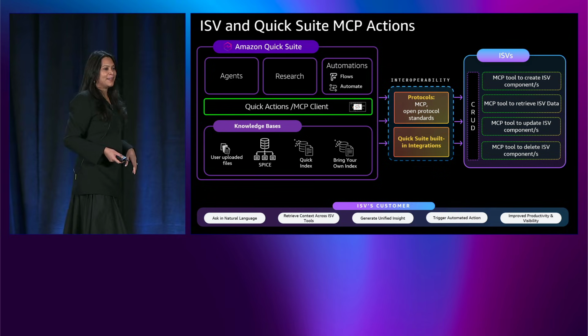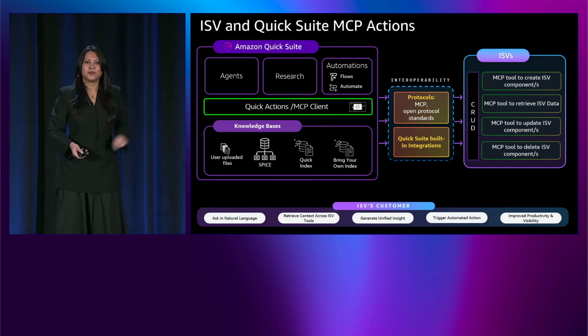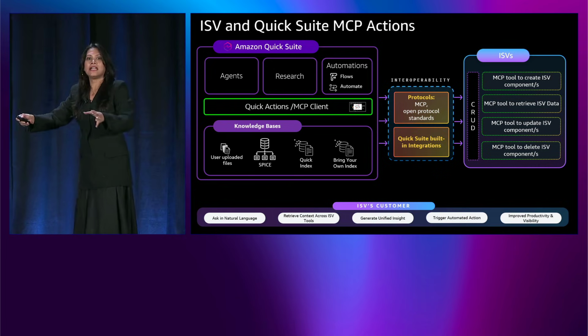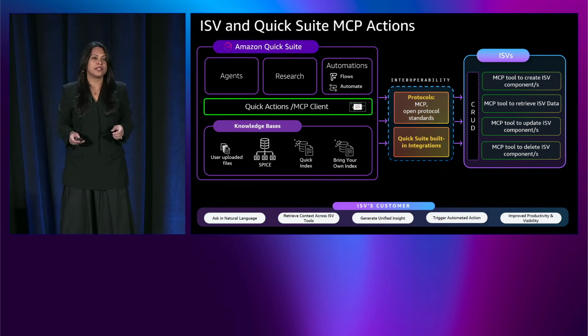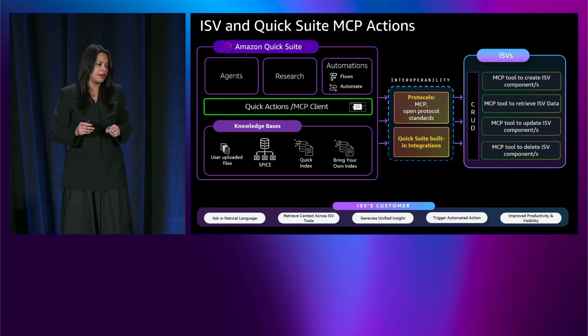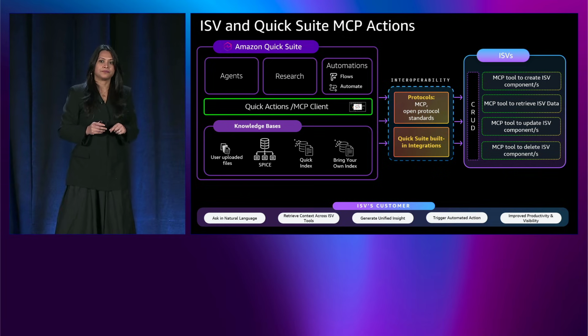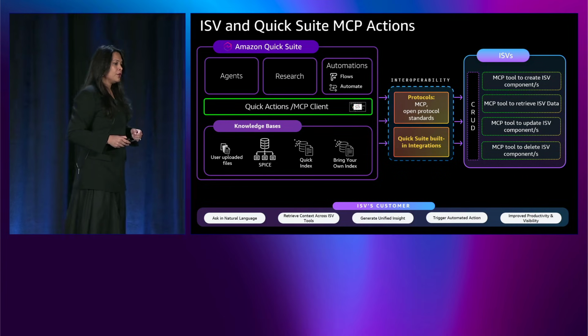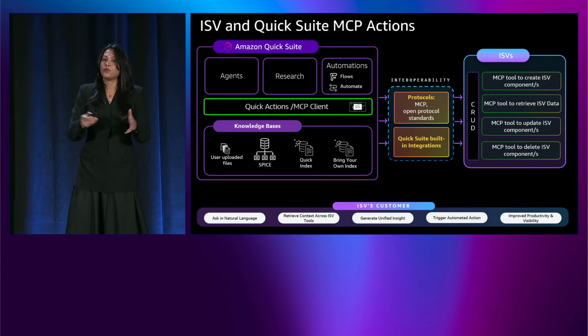On the left-hand side, it is Amazon QuickSuite. That is your AI teammate. In addition to the data, knowledge base and data sources, it also offers actions. It has over 290 actions already supported on Amazon Quick. You can also orchestrate these actions with Quick Automate and Quick Flow.